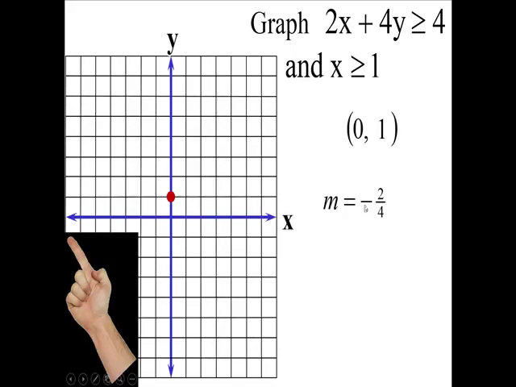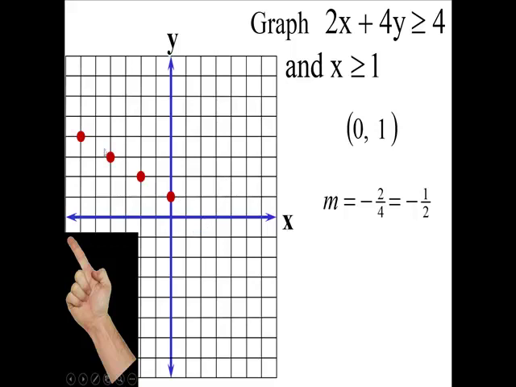Okay, a negative 2/4, it's a negative slope, so we're going to go upward and to the left, because it's a negative slope. Okay, let's reduce this to be negative 1/2, and then we're going to go up 1 and over 2 to the left, going this way because it's a negative slope. Up 1 and over 2, up 1 and over 2, down 1 and over 2.